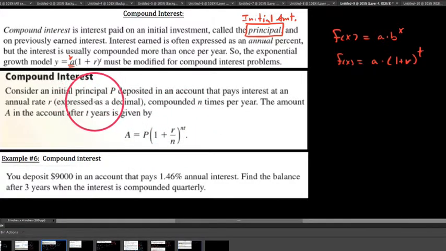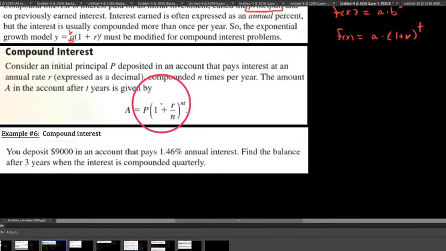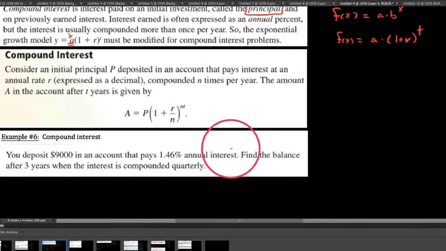And we say that considering an initial principal P deposited in an account that pays interest at an annual rate of R expressed as a decimal, compounded n times per year, the amount A in the account after T years is given by all this. So man, basically alphabet soup, right? What I'd like to point out is that essentially this P right here, let's go ahead and just write our models side by side.